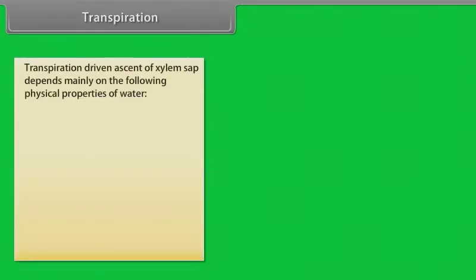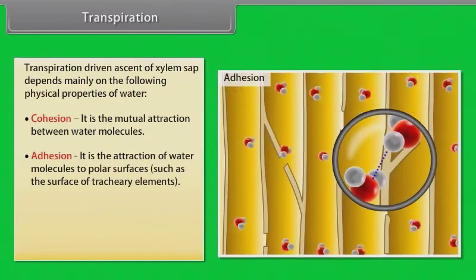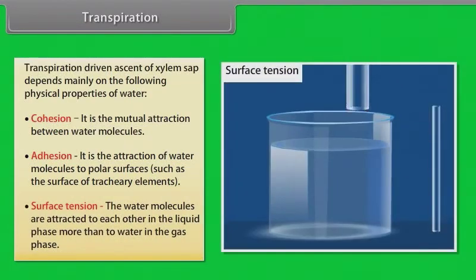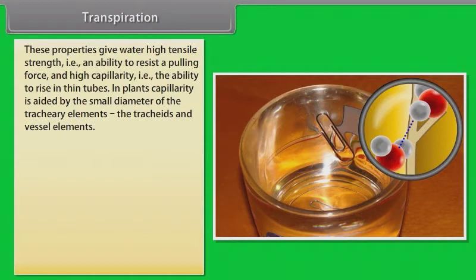Do you know that the transpiration-driven ascent of the xylem sap depends mainly on some physical properties of water? These are cohesion, adhesion, and surface tension. Cohesion is the mutual attraction between water molecules. Adhesion is the attraction of water molecules to polar surfaces, such as the surface of tracheary elements. And in surface tension, the water molecules are attracted to each other in the liquid phase more than to water in the gas phase. These properties give water high tensile strength, which is an ability to resist a pulling force, and high capillarity, which is an ability to rise in thin tubes. In plants, capillarity is aided by the small diameter of the tracheary elements, the tracheids and vessel elements.